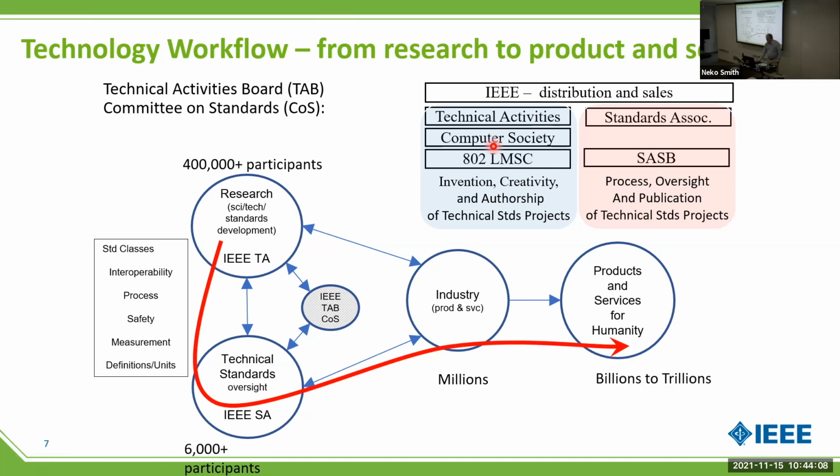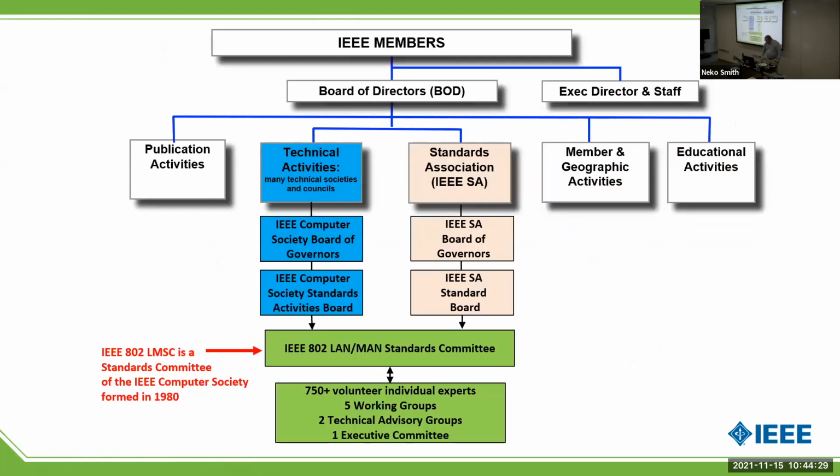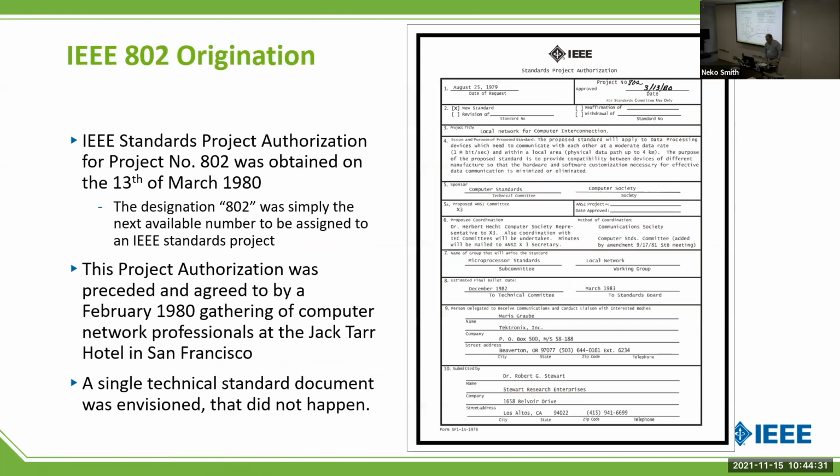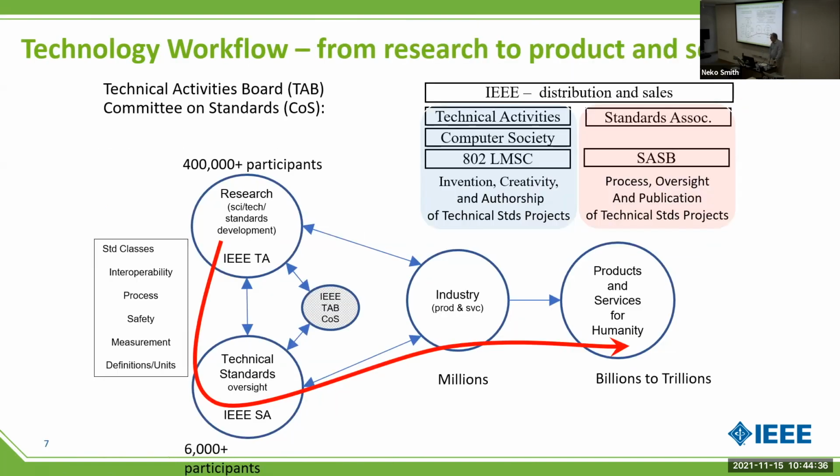And once again, here's a little depiction of how technical activities and standards associations collaborate. In terms of 802, we invent and author the technical standards, and the Standards Activities Board provides the oversight over how we do it. So I'm going to pause here for any questions regarding the top level flow of technology that moves from research into product and how standards play a role.